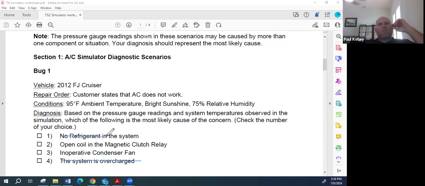Aiden is going to eliminate number 1. So here we are at an open coil and magnetic clutch relay or an open condenser fan. 1 and 4 because we hooked the gauges up. We know what we got, right? That would be a good thing to know.